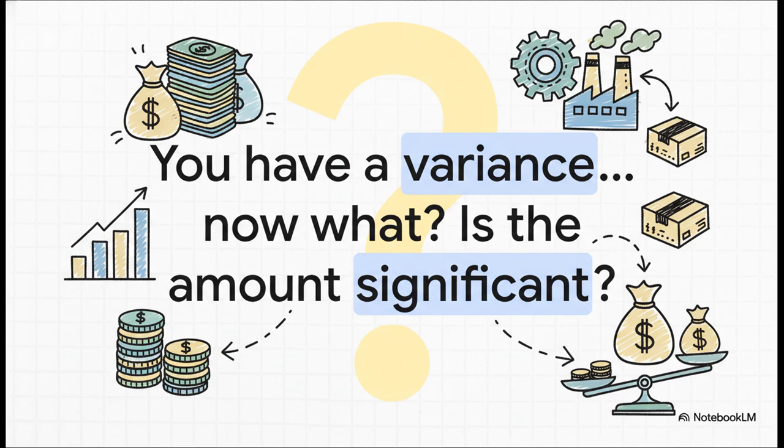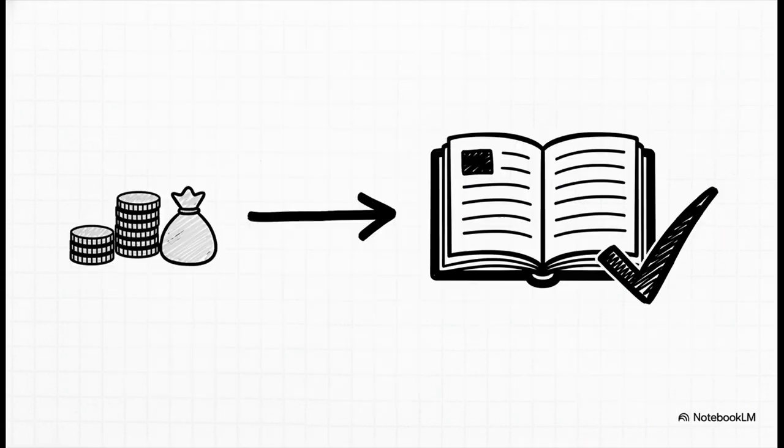Well, the path you take next depends entirely on one single thing. Is the amount of that variance significant? Is it big enough to matter? Let's start with the easy path. If the amount is small, what accountants call immaterial, the fix is incredibly simple. You just close out the entire variance directly to one account, cost of goods sold, and you're done.